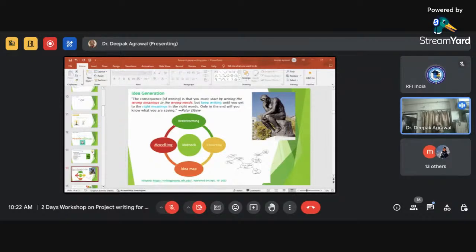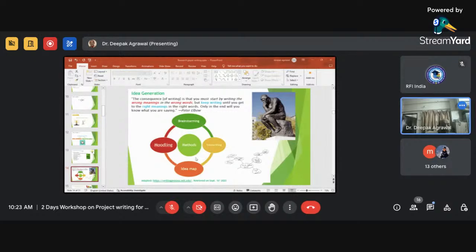It's the time just to think upon, because many ideas may come continuously, and they may move out from your mind. So it doesn't matter whatever idea you get, you simply note it down, and there it can be analyzed. There may be wrong meanings, wrong words, but keep writing until you get the right meaning in the right words. Only in the end will you know what you are saying. Ultimately, you will get what exactly you want to conduct or do.